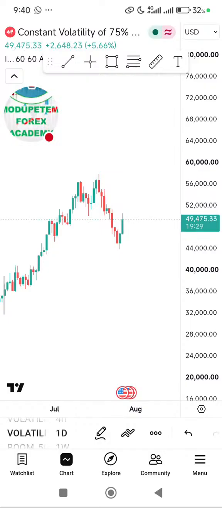So now what I'm going to do is that in ICT, there's what we call the data range. The data range is just the process of you measuring 20 days backward from the day you are trading, or you measure 40 days backward, or you measure 60 days backward. Now I'm going to be telling you the difference between the three.